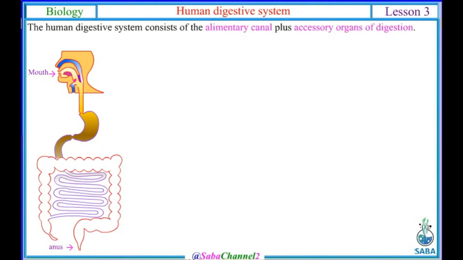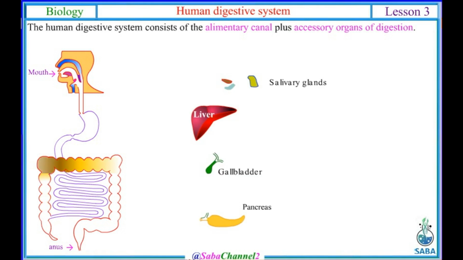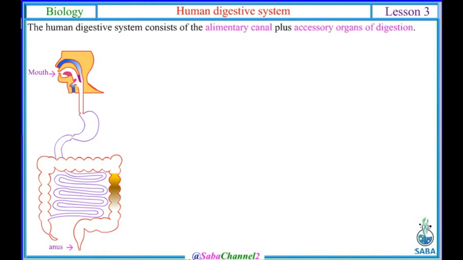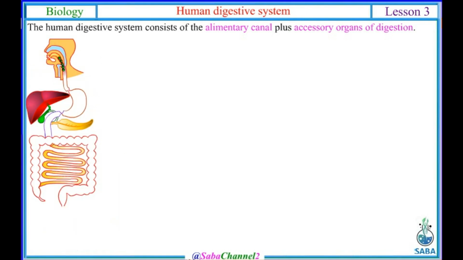The human digestive system consists of the alimentary canal and accessory organs of digestion. The alimentary canal is a long tube that runs from your mouth to your anus. It's responsible for breaking down food and absorbing nutrients. It includes the mouth, stomach, small intestine, large intestine, and anus. Each part helps digest food and remove waste from your body.